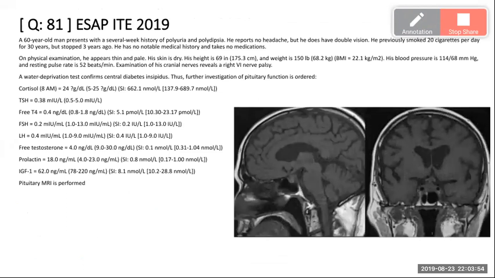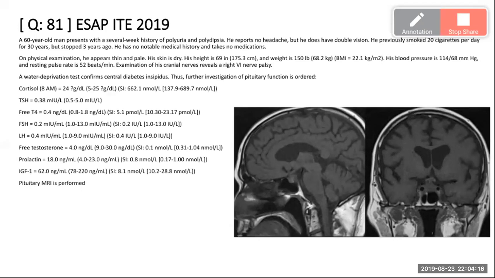A 60-year-old man presents with a several week history of polyuria and polydipsia. He reports no headache, but he does have double vision. He previously smoked 20 cigarettes per day for 30 years, but stopped 3 years ago. He has no notable medical history and takes no medication.